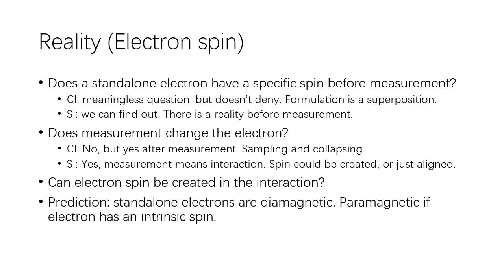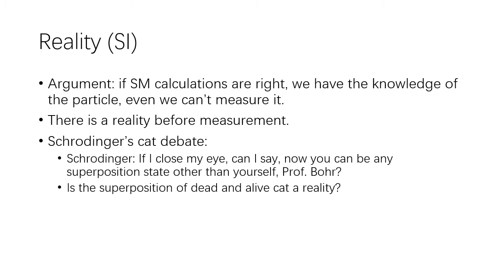The standard interpretation defines measurement as some kind of interaction. So the interaction will change the state of the electron. In the case of magnetic measurement, the spin could be created and it will show diamagnetism or just align to the magnetic field and be paramagnetic. Even if the experiment is too difficult to conduct, we can still argue that there is a reality, because our calculation of the electron fits the experiment perfectly. All the details we use in the calculation are the reality of the electron. So, the standard interpretation believes there is a reality before measurement.